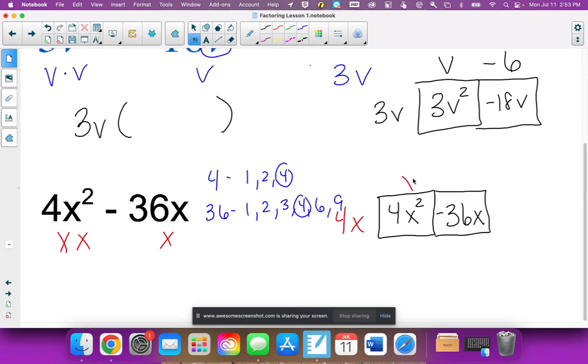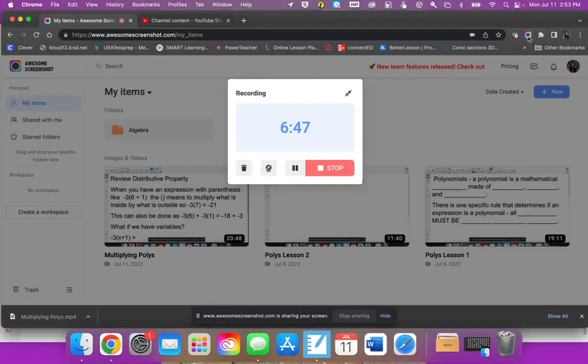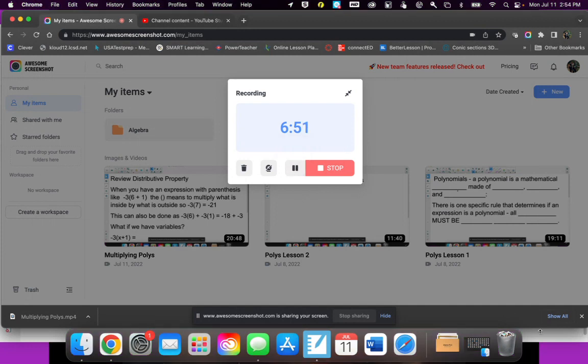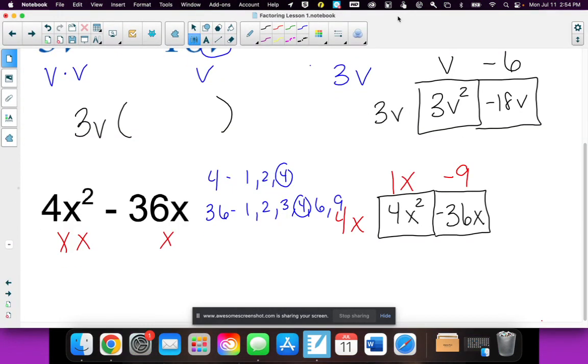4x times another x, right, will give me 4x squared, because 4 times 1 is 4. And then 4 times negative 9, it's going to give me negative 36. And then x times basically nothing else is just going to give me another x. Okay, so we now have our width and our length. 4x times 1x minus 9 would give me 4x squared minus 36x.